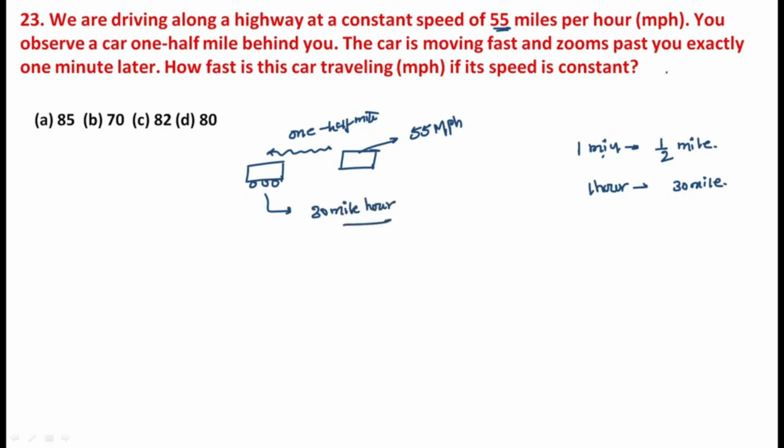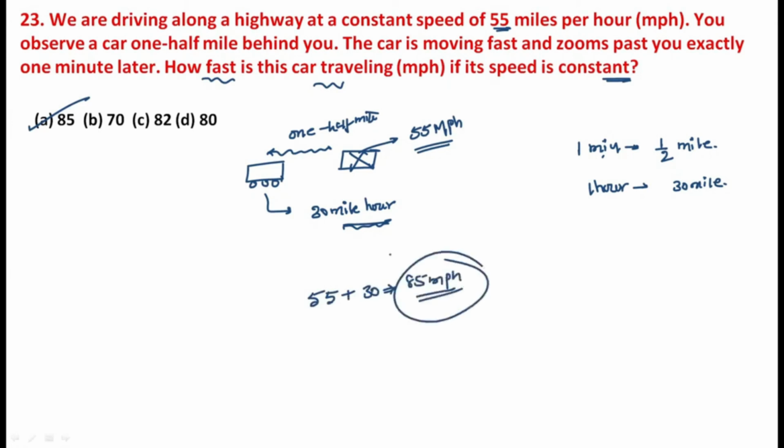Now here is the question, guys. How fast is the car traveling if its speed is constant? If we want to overtake this vehicle, we already know that this vehicle is running at 55 miles per hour, and the vehicle behind is running at 30 miles per hour. They clearly mentioned that the car was moving fast and zooms past you exactly 1 minute later, so the car has a speed of 85 miles per hour. Simply add these two. So the answer is equal to 85 miles per hour. This is the only possible way that the car is completely not visible.